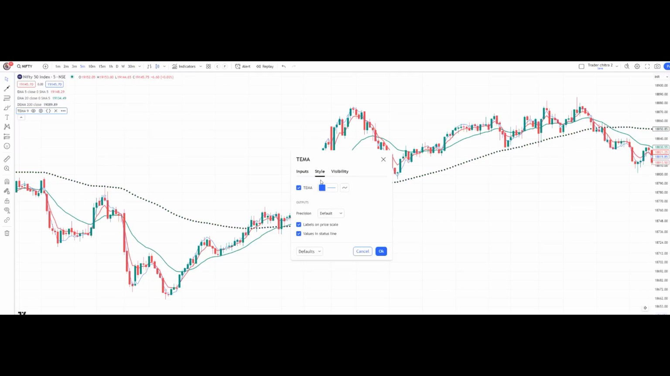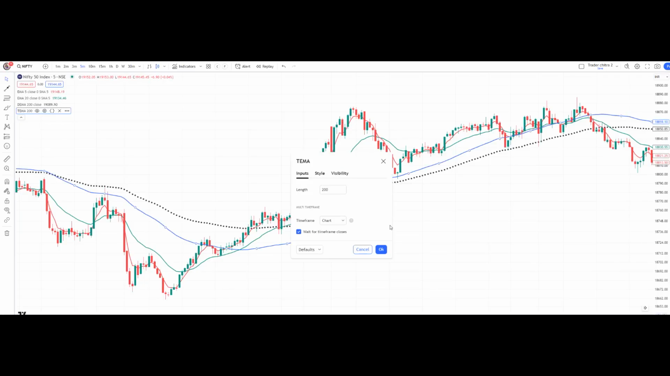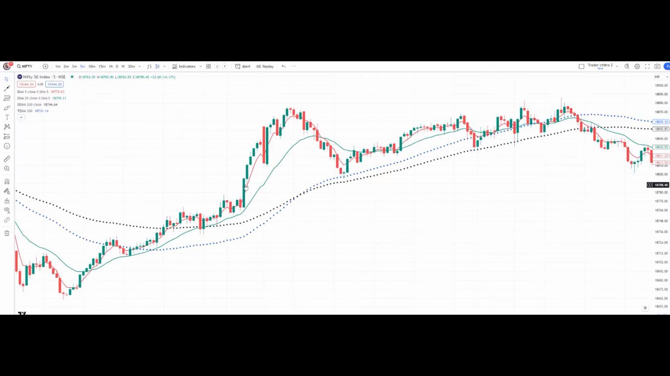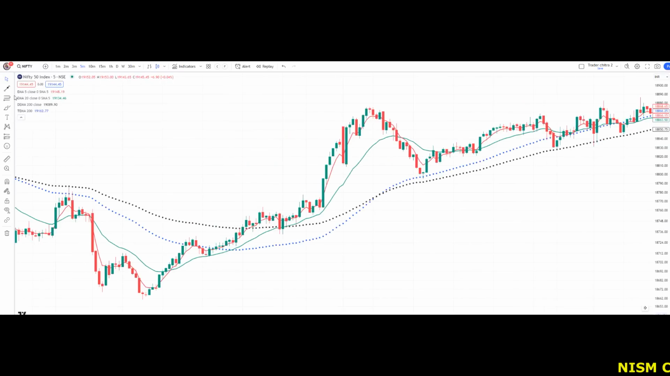And go to the TMA. Here also change the settings. I'm maintaining it as blue. This also changed to 200. And TMA also I will make as circles. So we can easily identify: this is the 5 EMA, this is the 20 EMA, and the black is the DMA and blue is the TMA.